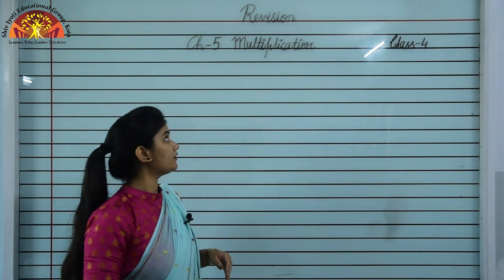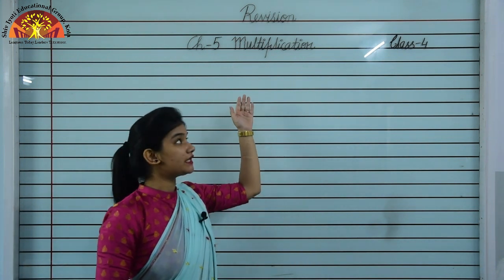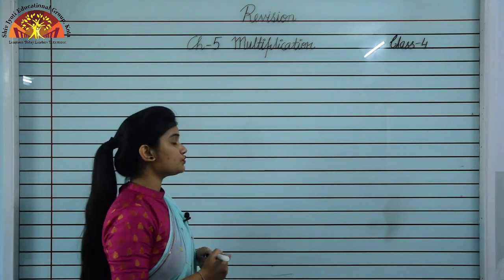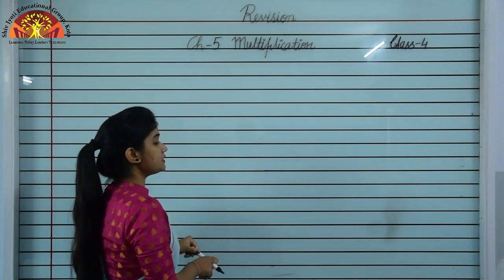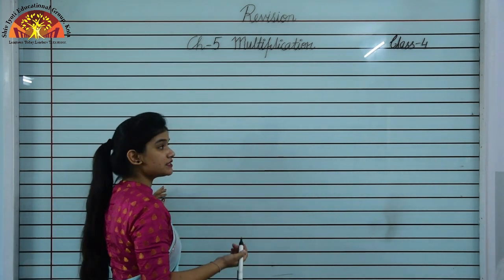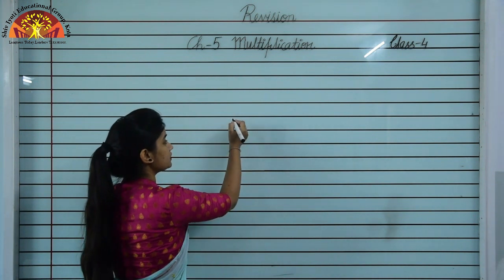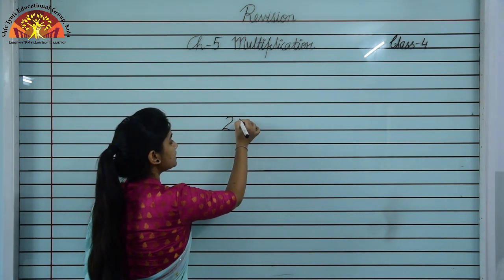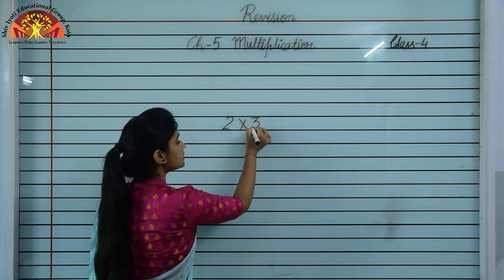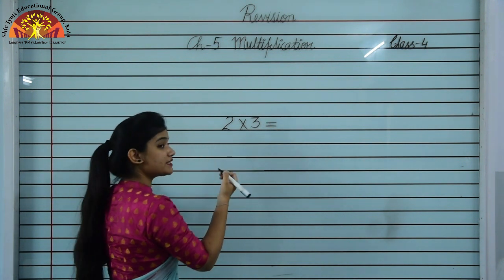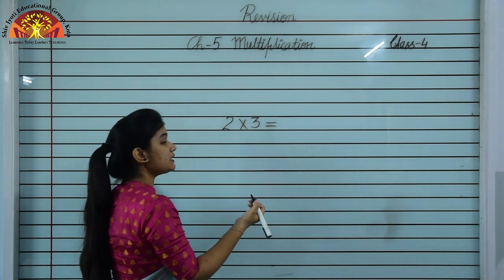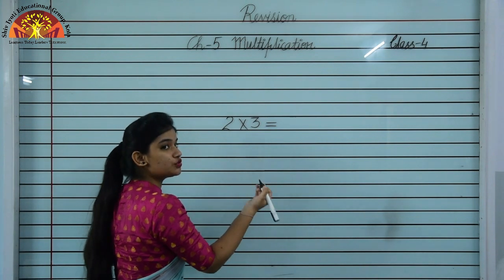Students, today we are having revision of chapter 5, that is multiplication. In this chapter we will see how to multiply numbers and what multiplication is. Multiplication is the product of two numbers.